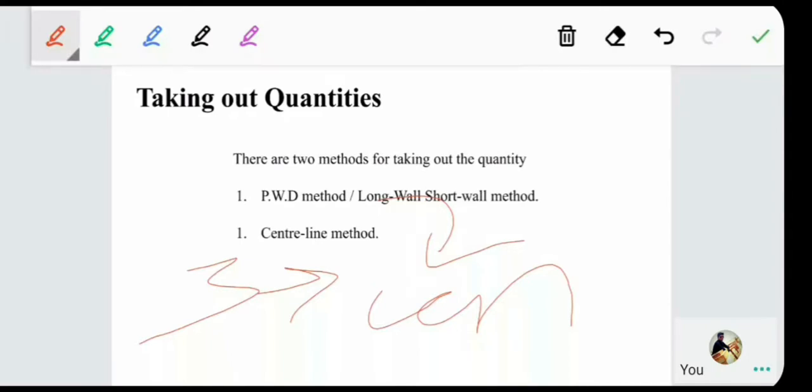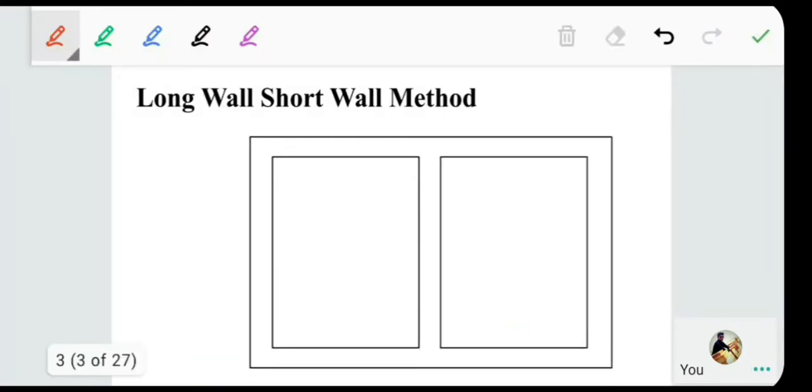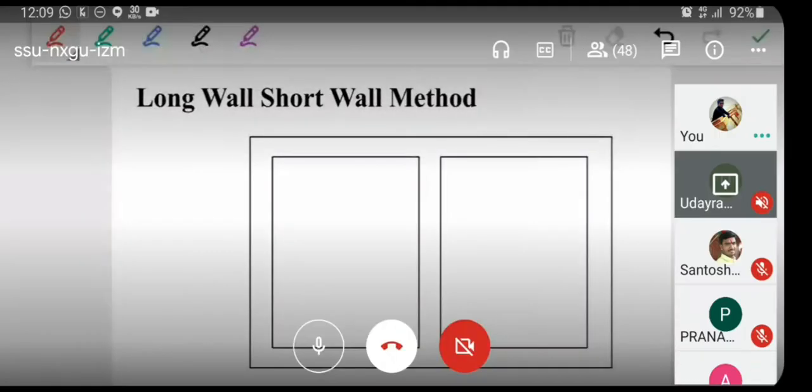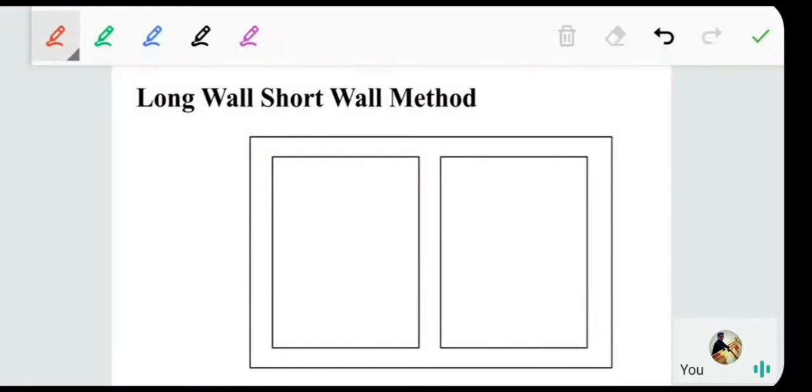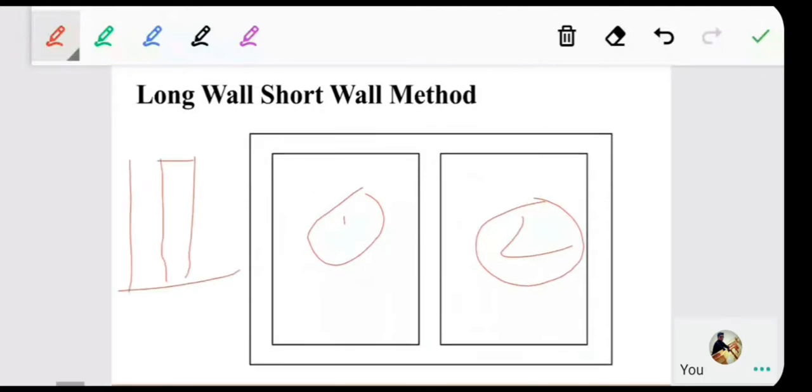Now let's start with the long wall short wall method. First, suppose you have a structure with two rooms. This one is the first room and this one is the second room. You have to calculate the quantity of brickwork required for this particular structure. Suppose the brickwork is of a height of 3 meter. Then you have to calculate the quantity of the brickwork for this particular building.